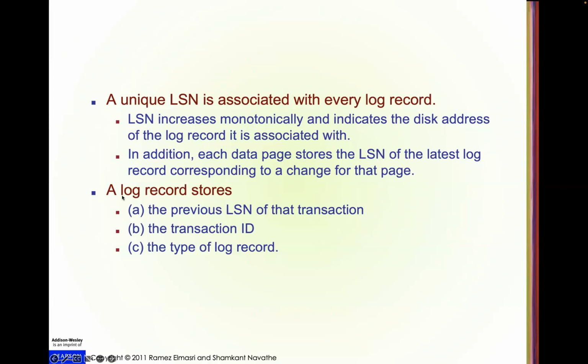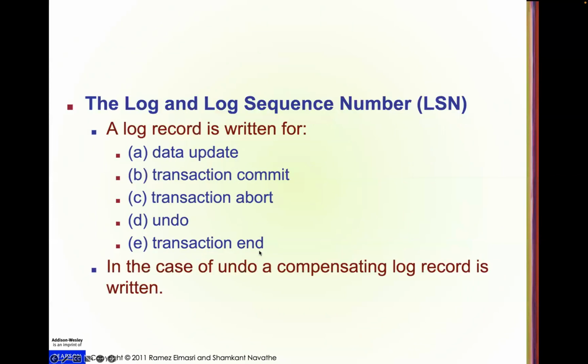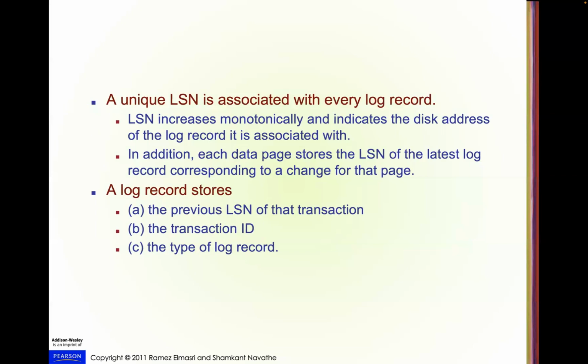A log record is going to store 3 pieces of information inside it: the previous LSN of that particular transaction, that is, what action did T1 make; the LSN, that is, the log sequence number for it; the transaction ID; and the type of log record. What are the different types of log records? Update, commit, abort, undo, and end.